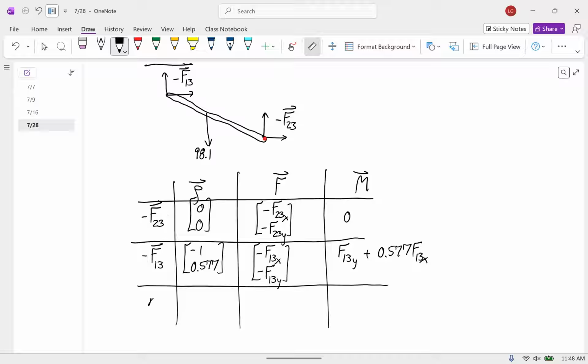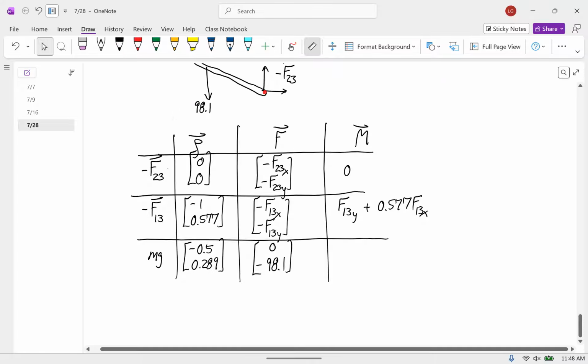And then last is the weight. The rho vector is the midpoint of these two, so that's negative 0.5, positive 0.289. Force vector is 0, negative 98.1. Cross product is positive 49.05.